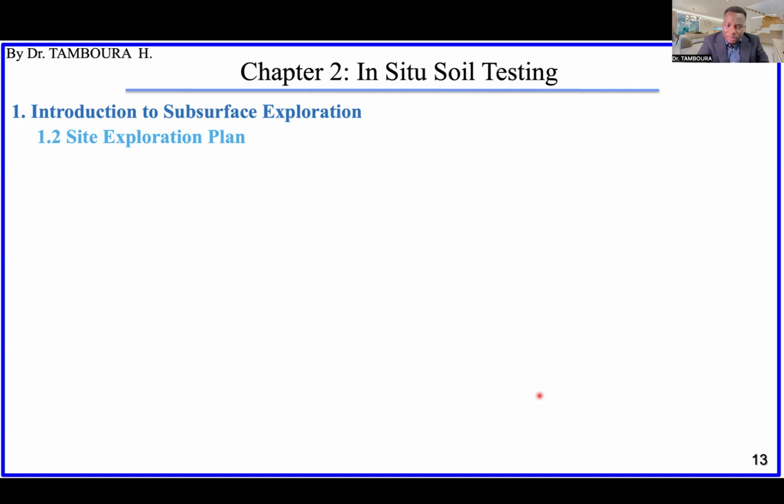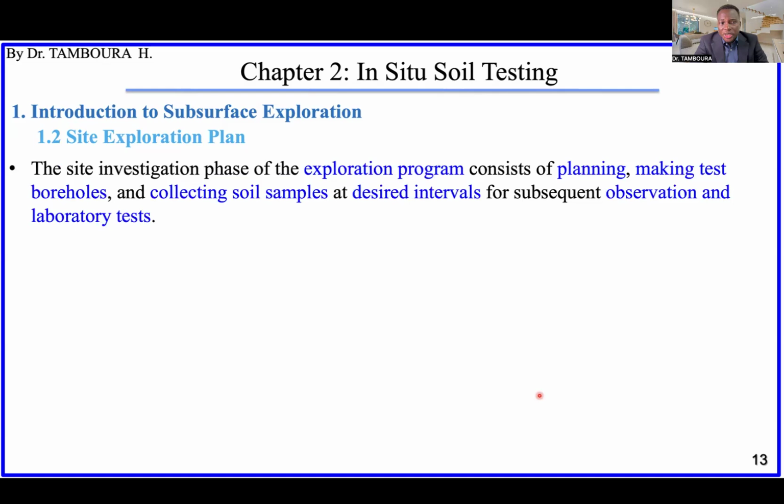Okay, everything. So the site investigation phase of the exploration program consists of planning, making test boreholes, and collecting soil samples at desired intervals. Okay, maybe every 20 meters, every 100 meters. It will depend on the type of structure you are using. If you are building a highway, you will not be collecting soil samples every 5 meters. You will never finish. Okay. So for subsequent observation and laboratory testing.